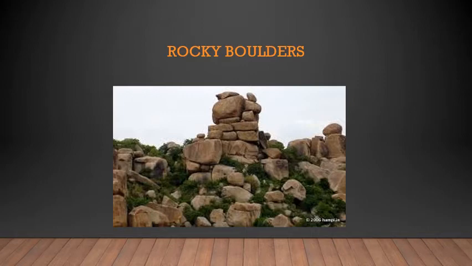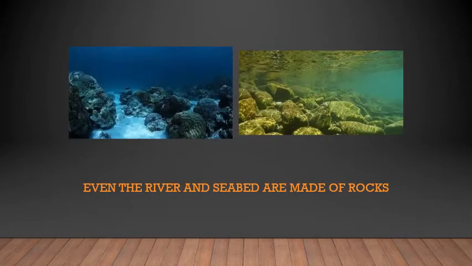So the Earth is completely a rocky planet. Even the river and the seabed. First picture is the seabed. Seabed means under the sea. Riverbed means under the river. Even the riverbed or the seabed is made of rocks. The rocks are present under the riverbed and under the sea also. Deep under the sea also, if you go, you can still find different rocks present.